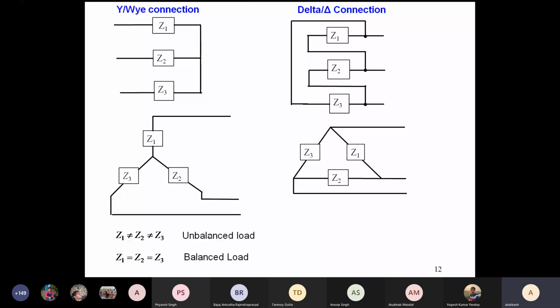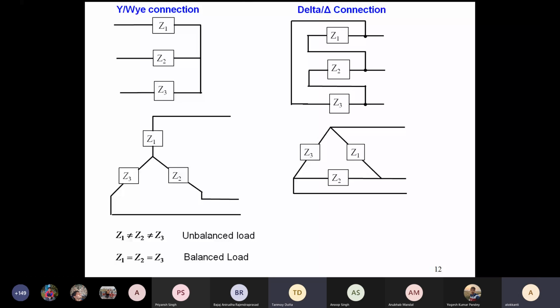Now, in your first year electrical technology curriculum, we will not consider the unbalanced case, because that will result in complicated three-phase circuits to be solved. So in the first year undergraduate electrical technology curriculum, we will only consider balanced loads where Z1 is equal to Z2 equal to Z3. And I have already explained the meaning of these equalities, because all of them are complex numbers, and you all know how they have to be equal.